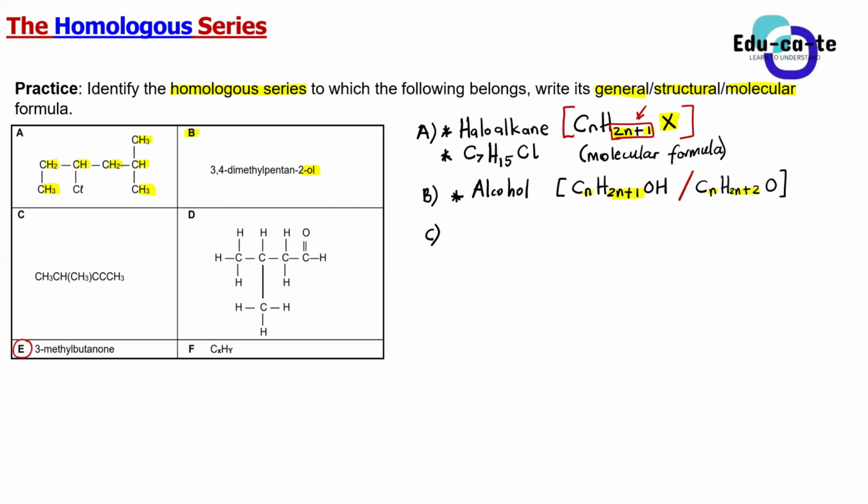Yes, I think it's an alkyne. Okay, why? Because I see here the C's and the H's, and there is a triple bond. Okay, you guys are assuming, and that's a bad thing. Guys, when you're given a condensed formula, you are not able to see the functional group.